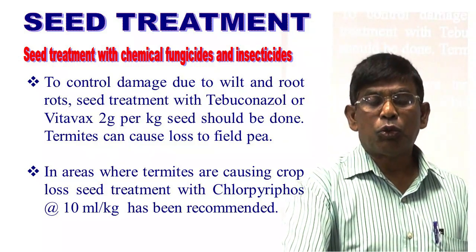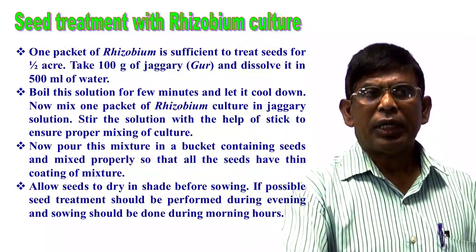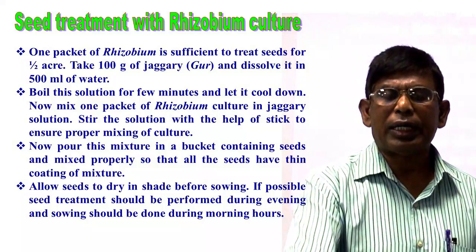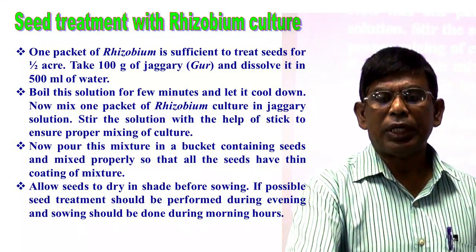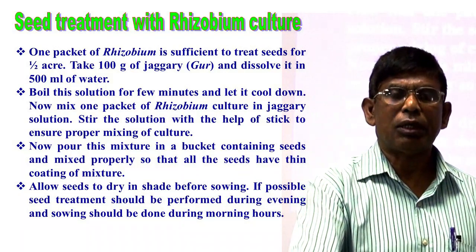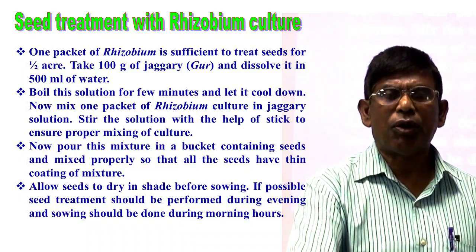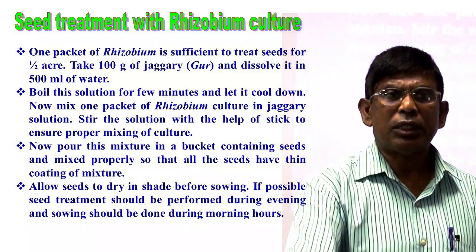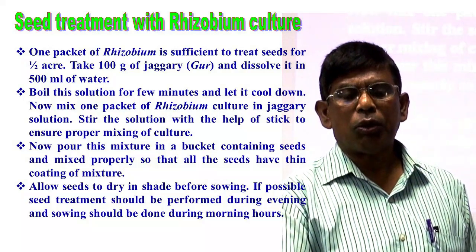And then you should go for seed treatment with microbes, that is rhizobium culture. For this you have to take 100 gram jaggery, that is gur, which can be dissolved in 500 milliliter of water, that is half liter, which is sufficient for half acre seed treatment. Then this solution should be boiled for a few minutes, then let it cool down.